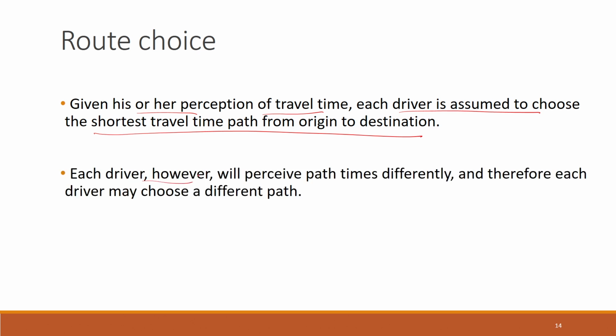Now each driver, however, will perceive path travel times differently because the path travel times are coming from a random distribution. Anytime you pick a value from the random distribution, it need not be the same exact value, it can have different values. And therefore each driver may choose a different path.